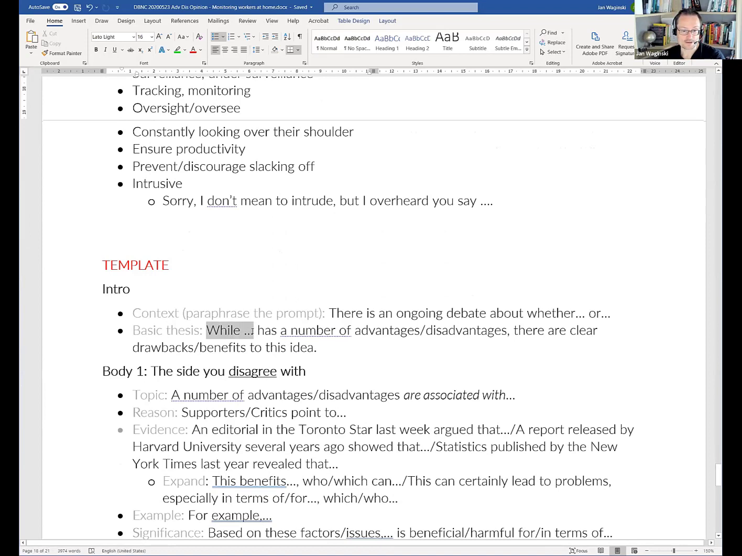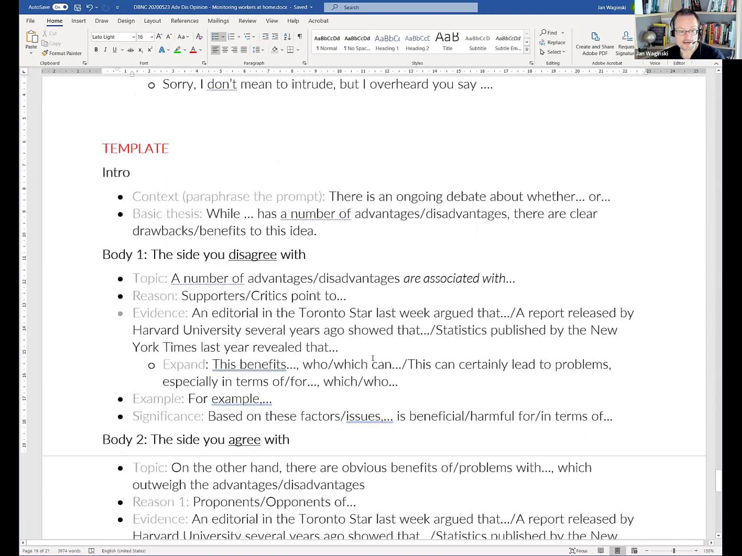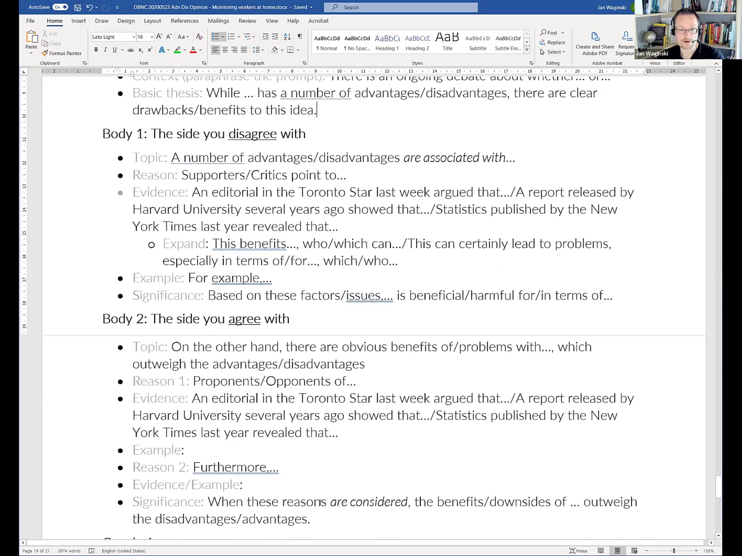While tracking technology has a number of disadvantages, there are clear benefits to this idea. So that's a basic thesis statement. It's perfectly acceptable. The only purpose of the introduction is to mention the topic and give your position on the issue. If you look at the rubric, the marking criteria, there's no points for the introduction. It's the body paragraphs where you get most of your marks.